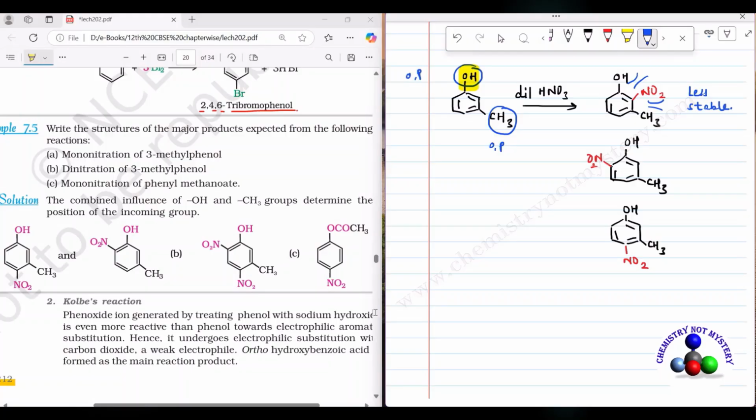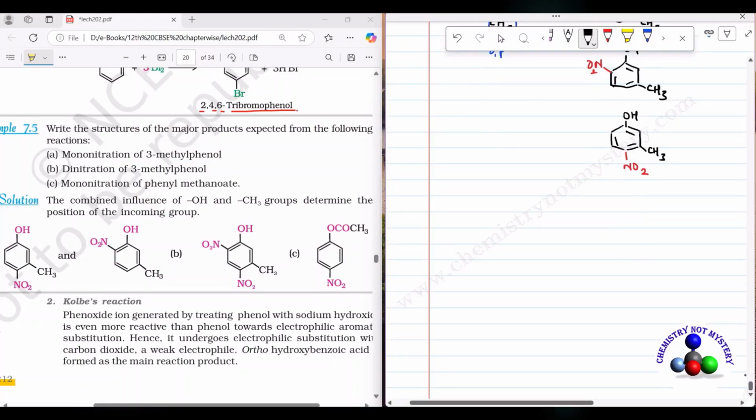Now come to the second question. Dinitration of 3-methylphenol. Now let's draw the structure of 3-methylphenol. So this is, again I am going to draw 3-methylphenol. This is OH and here methyl group is bonded to third position. Again you will require just dilute nitric acid because both the groups are activating groups. This time we have to do dinitration. So it will undergo dinitration.